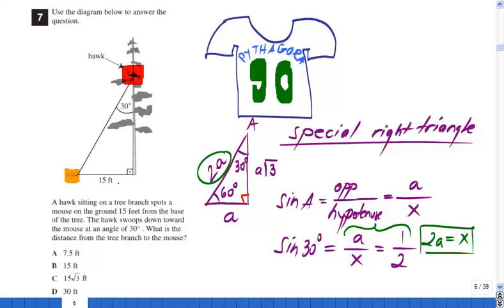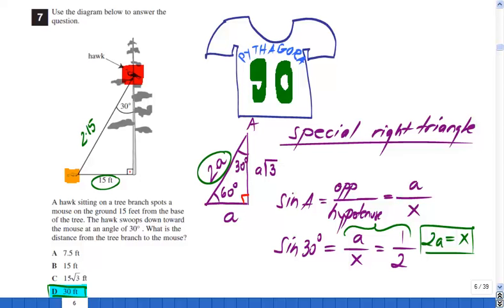So getting back to my problem, if this is a special right triangle with the 30, 60, 90 angles, if this one is 15, the longest side is going to be 2 times 15, right? So what is the answer here? You've got it. The distance that your hawk has to swoop, the distance from the tree branch to the mouse, is nothing else but 30 feet. And that's the answer to this problem.